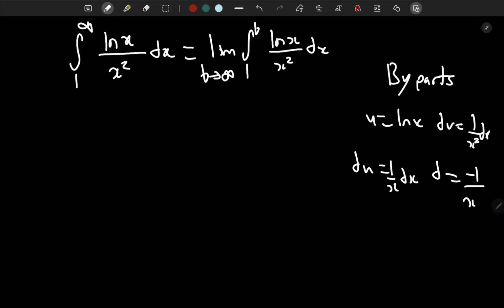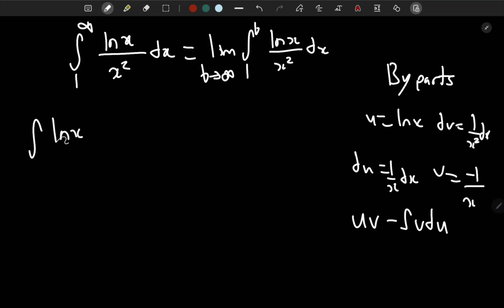Now the formula was uv minus the integration of v du. So we have u, we have v, and wait a second, yeah, this is v, sorry, and we have du over here. So now we just place the variables over here. So it is integration. I'm going to leave the limits for now and just integrate this part.